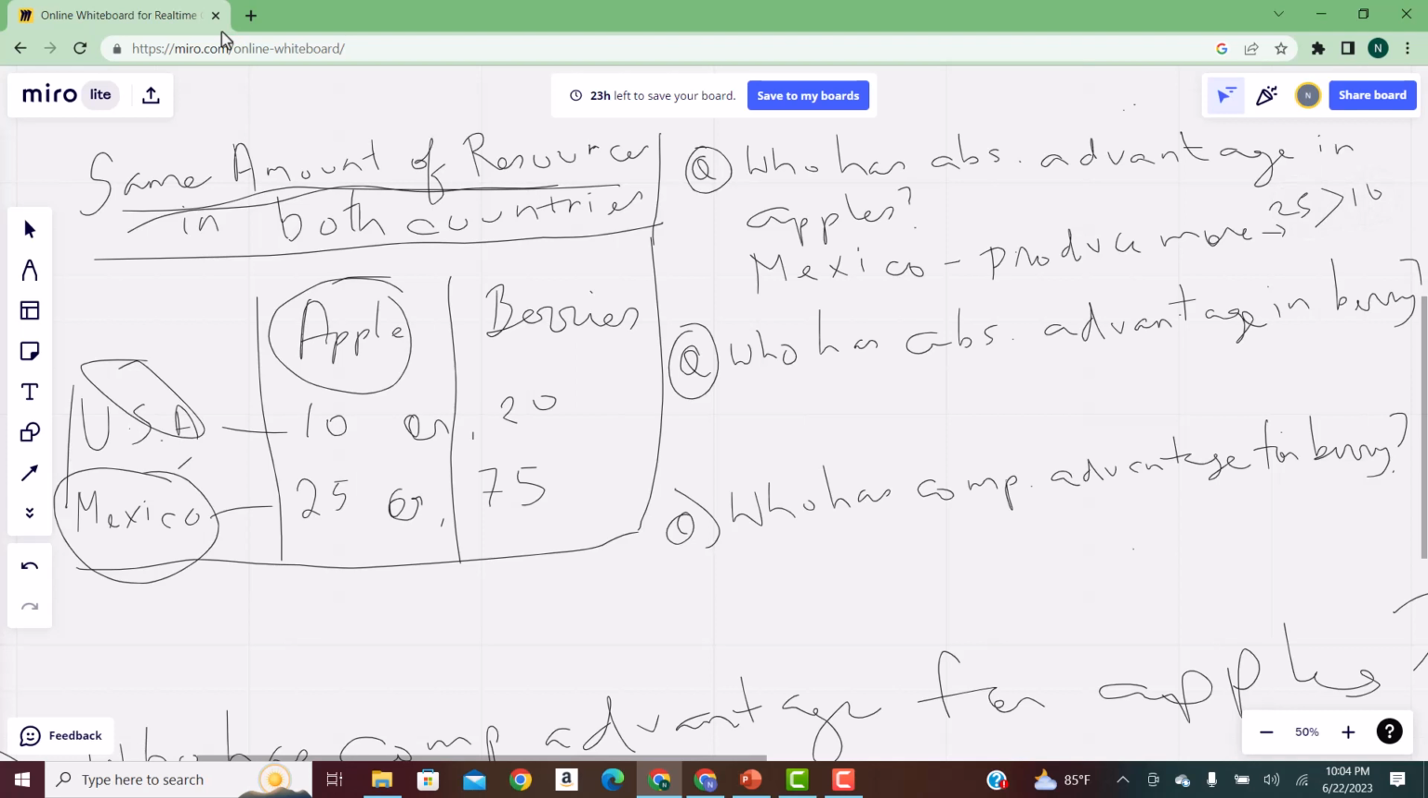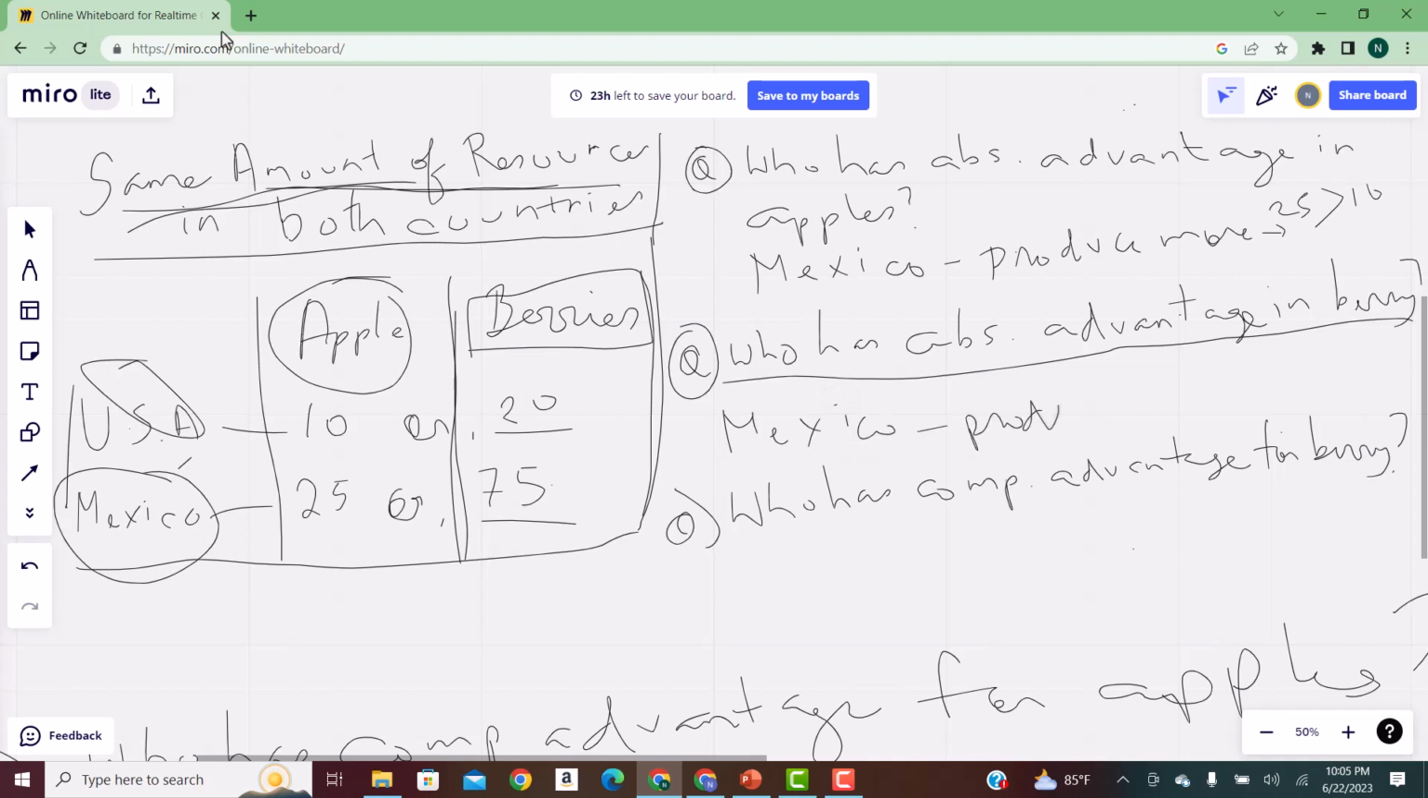Now we move on to the second question. Who has absolute advantage in berries? The second product. Again, we look into the table, now at berries. USA with the same amount of resources can produce 20 berries, whereas Mexico with the same amount of resources can produce 75 berries. Again, 75 is greater than 20, so Mexico again has absolute advantage in berries. It produces more berries with the same amount of resources than the US.